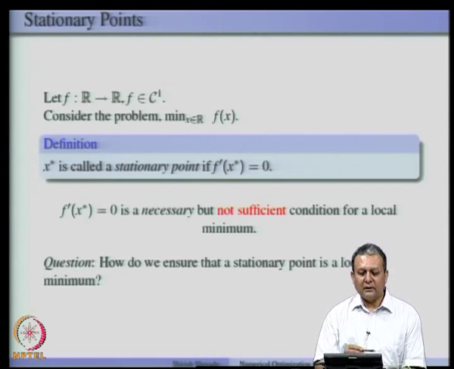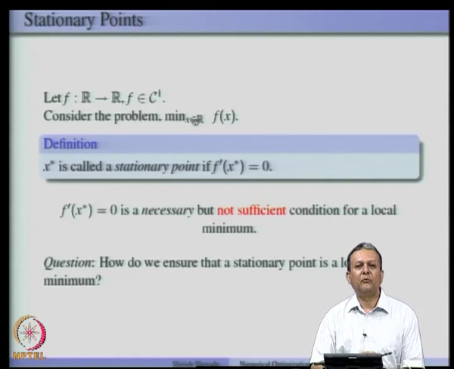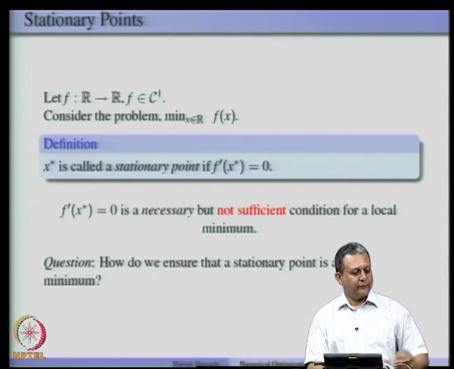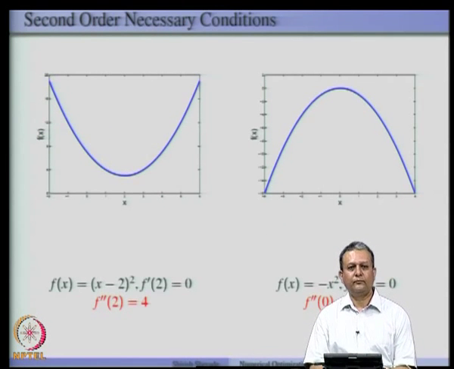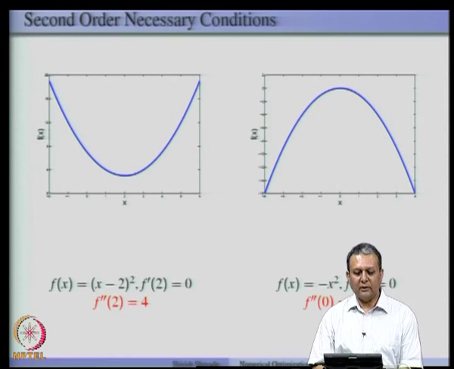Now, since we are interested in solving a problem of the type minimize f of x where x belongs to R, the natural question that we would like to ask is how do we ensure that a stationary point is indeed a local minimum? And we have seen that checking the gradient, or the derivative of the function in the one dimensional case, does not really guarantee a local minimum, right.